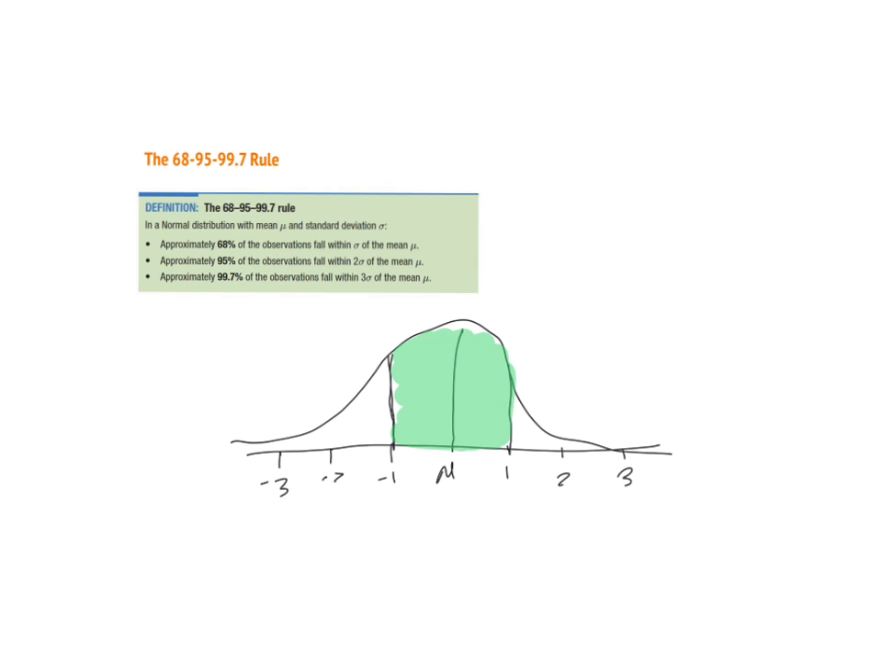Now, what that tells me is within two standard deviations, so here, if I'm over here and here, the area that's in between that, the percentage of the data here, is going to be 95. Okay? So between two standard deviations, we're going to have 95% of the data.